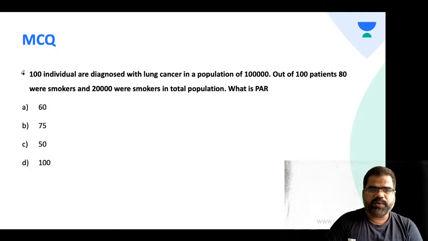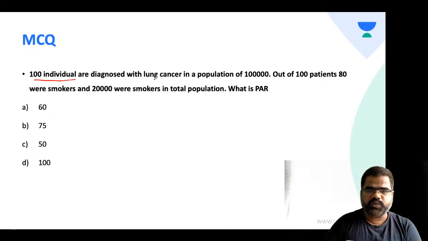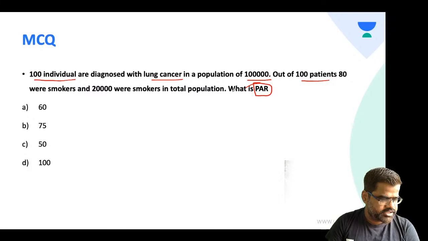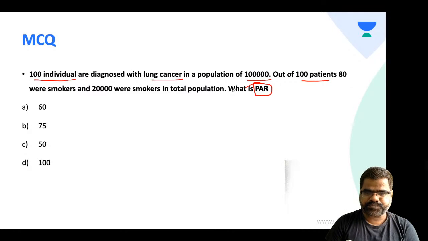Now, let's take one question, students. Try this. Whether we have understood or not: 100 individuals are diagnosed with lung cancer in a population of 1 lakh. Out of 100 patients, 80 were smokers and 20,000 were smokers in the total population. So they are telling you to calculate population attributable risk. Let's try to calculate this.